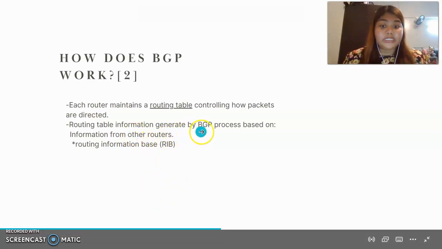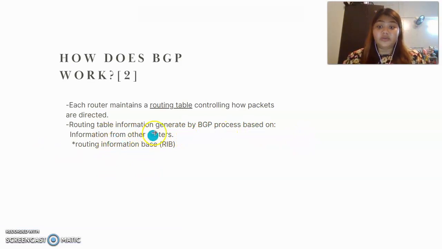Routing table information is generated by the BGP process based on information from other routers and the routing information base. For information from other routers, since each router has its own routing table, the neighbor routers will give information to the router that holds the packet, that holds the mail, so they can tell which way is the best way to send the packet. And the routing information base, or RIB.